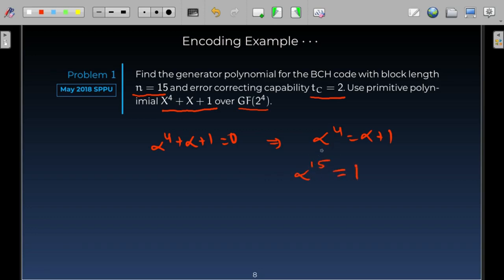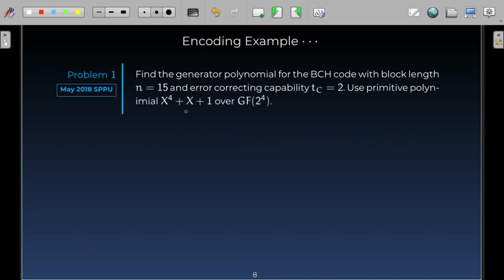Using these two relations, we first have to find the minimal polynomials, but we will consider that later. Now let's just think about the BCH code for a minute.